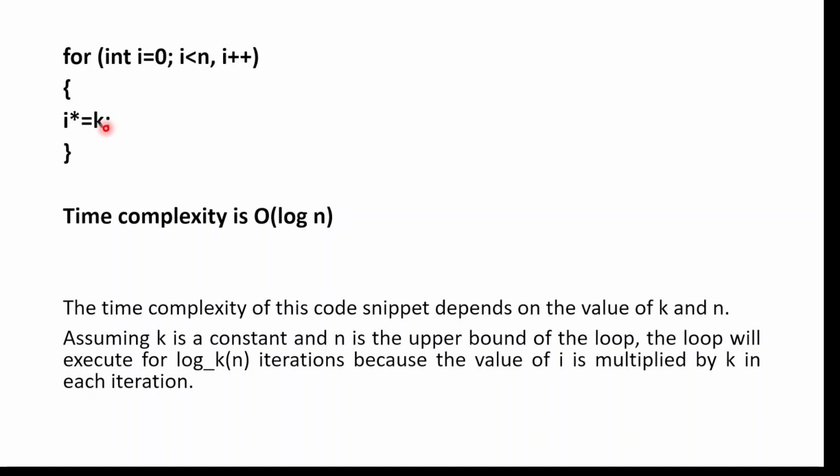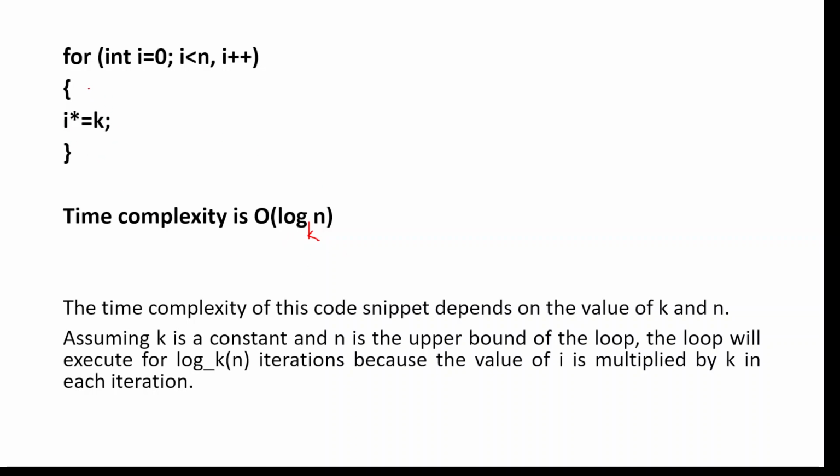Now let us assume k is a constant and n is the maximum number of inputs given to perform the action in the given code snippet. Now, imagine k is 2. We have seen in the previous cases that when the value of i is getting multiplied by 2, the time complexity of that particular statement will be log n to the base 2. So if k is 2, the time complexity can be represented as log n to the base 2. And if the value of k is 3, the time complexity of this particular statement will be log n to the base 3, because when it is getting multiplied by 3, it will be log n to the base 3.